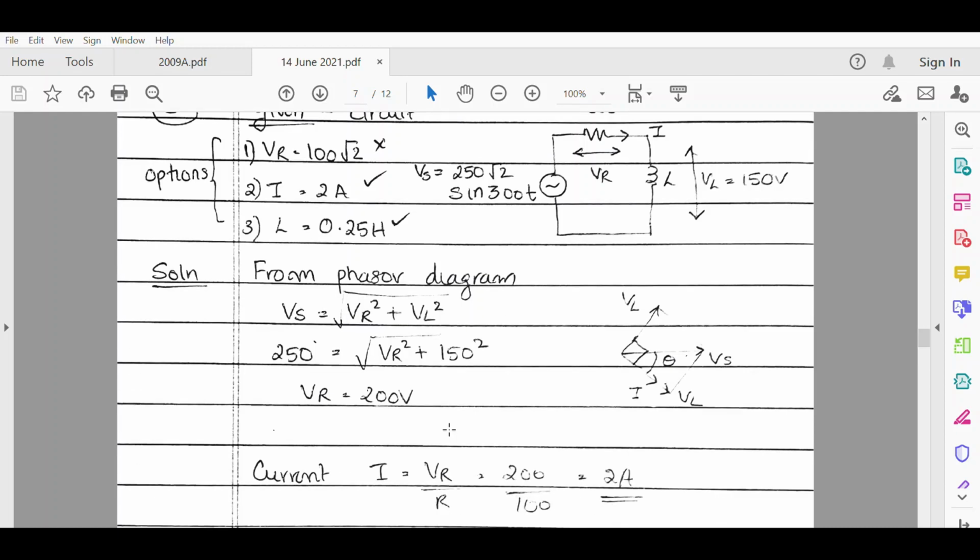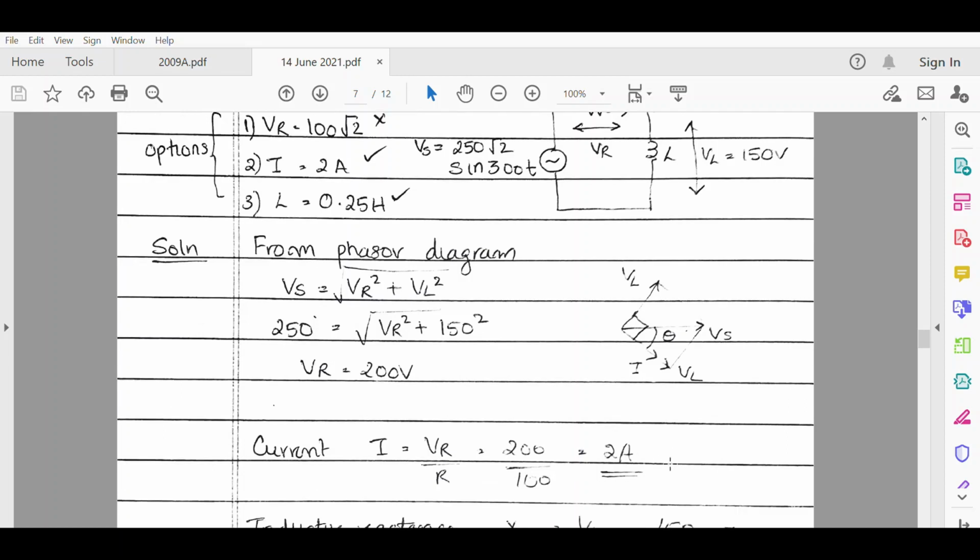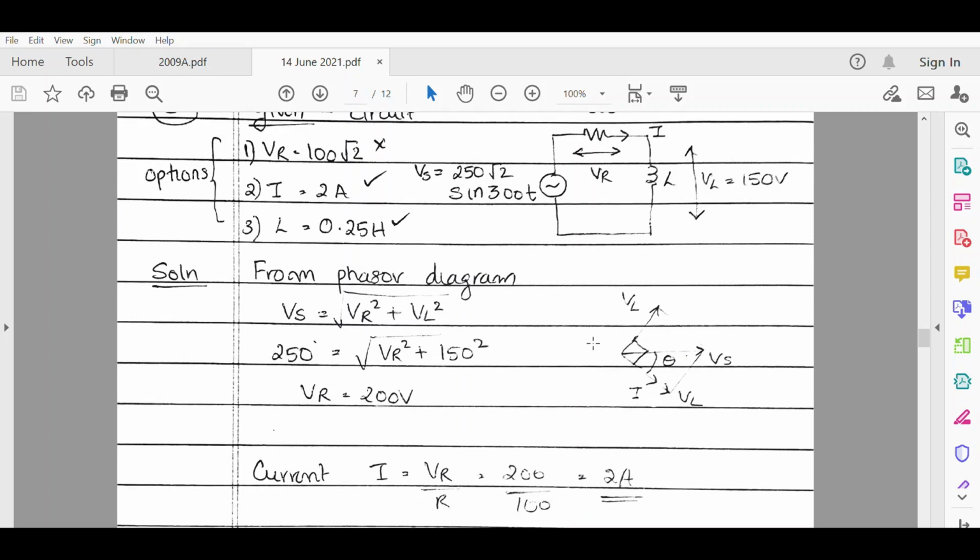Now the current through the circuit can be determined. It is given by the voltage across the resistance divided by the resistance, which means 200 divided by 100. The value of the resistance has been given as 100 ohms, so the current is 2 amperes. So we have already found out the voltage across the resistance, that is 200 volts, so the first option given to us is not correct. The second option is correct. We have determined the current as 2 amperes.